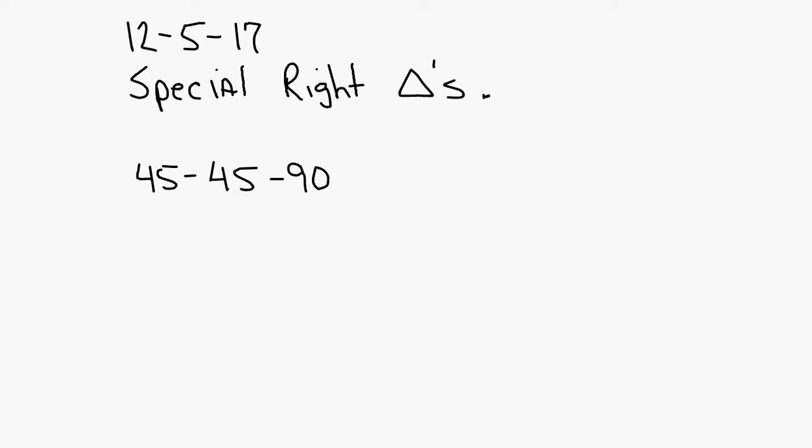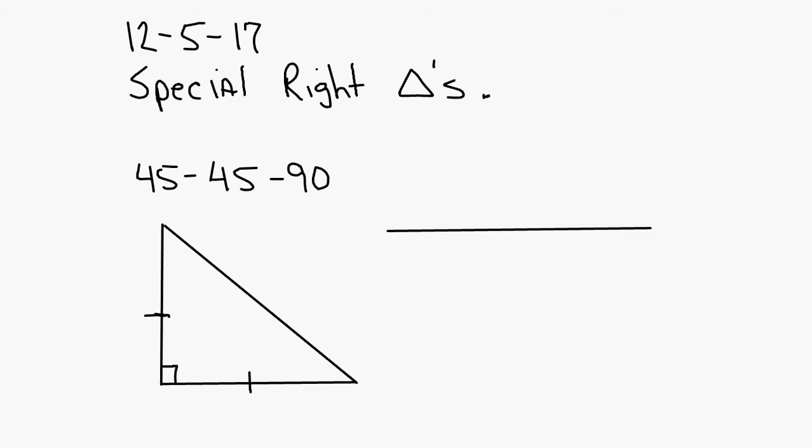Now, you're going to see some different pictures of a 45, 45, 90, and you're going to have to be able to look at the picture and realize that it is a special right triangle. This is one example. It's got one 90-degree angle, and it's got two sides that are equal to each other. This triangle is a 45, 45, 90. You'll see this diagram.